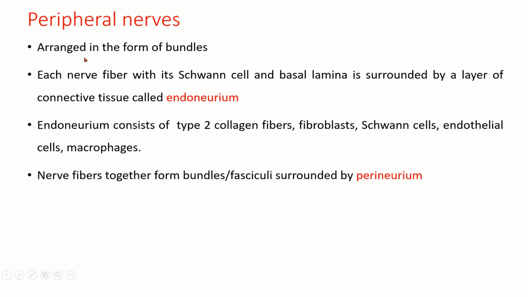So peripheral nerves are arranged in the form of bundles. Each nerve fiber with its Schwann cell and basal lamina is surrounded by a layer of connective tissue called endoneurium. It consists of type 2 collagen fibers, fibroblasts, and within that Schwann cells, endothelial cells and macrophages. Then nerve fibers together form bundles or fasciculi surrounded by perineurium.